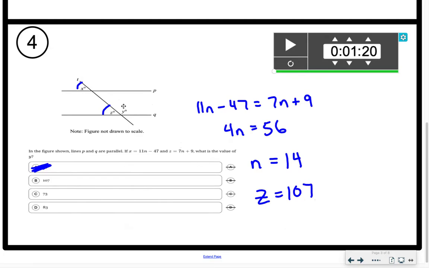And then what I want is y. y is going to be a linear pair with that, so it's going to be supplementary. So y equals 180 minus 107, which is 73 degrees. So we get C. All right, so some good distractors there. If you only stop at 14, you get this answer. If you only stop at 107, you get that answer. But the answer is 73.